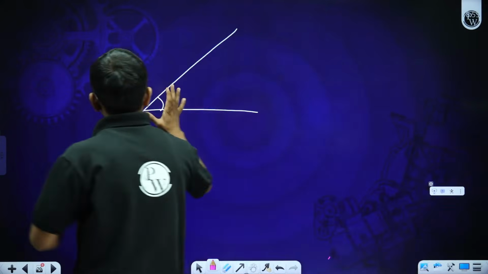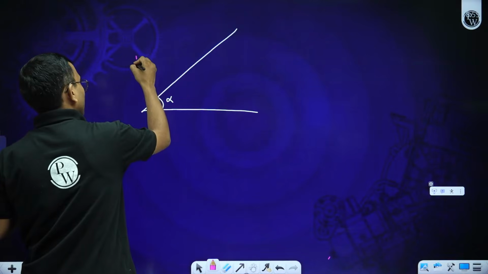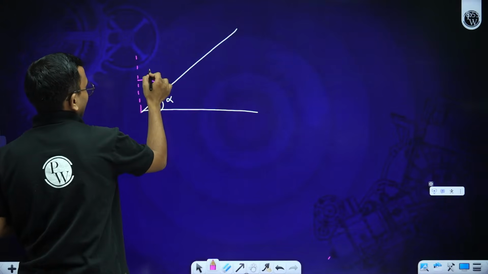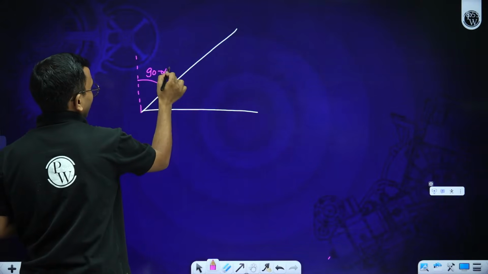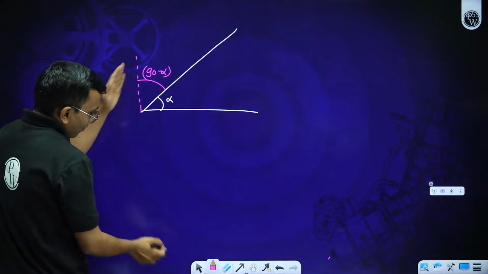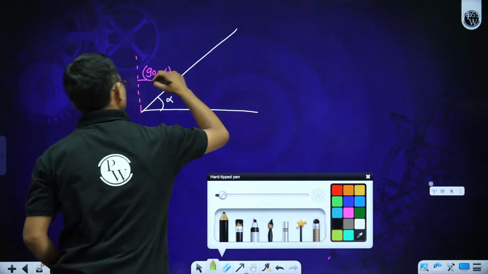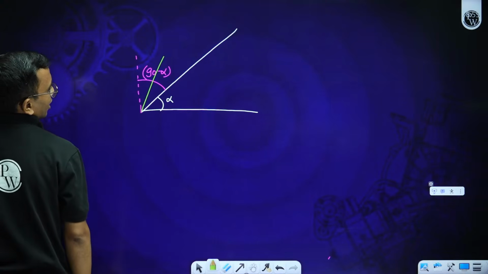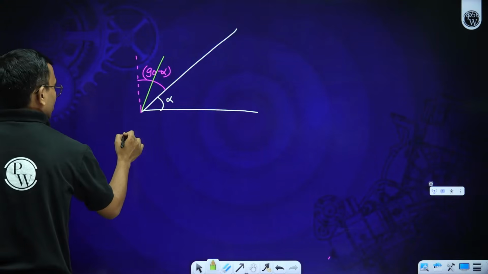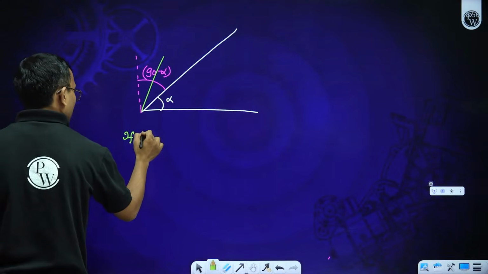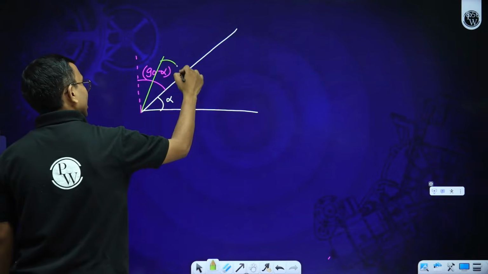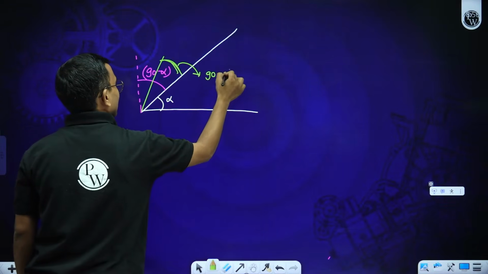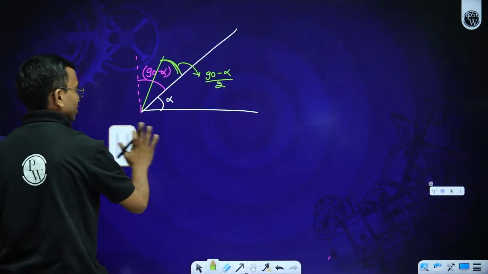Similarly, here, if you have to project for the maximum range condition, this is your total available angle, that is 90 minus alpha. Half of the available angle will give you the maximum range. How much is that? 90 minus alpha by 2. So if the particle is projected at this angle with the inclined plane, 90 minus alpha by 2, it will give you the maximum range.